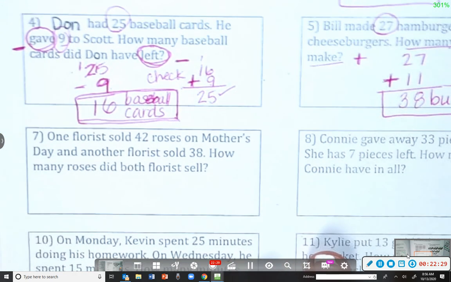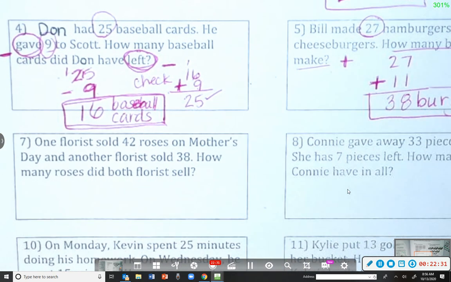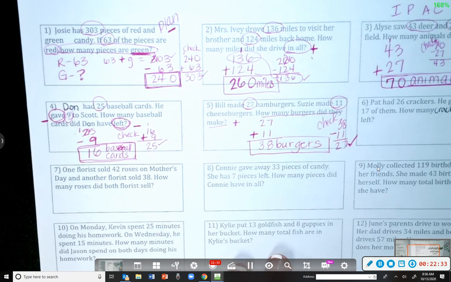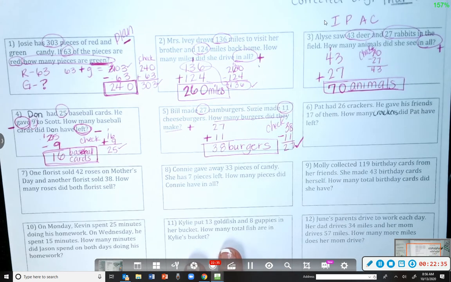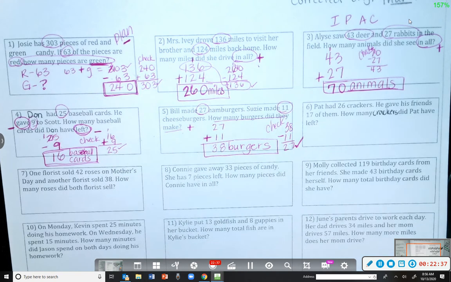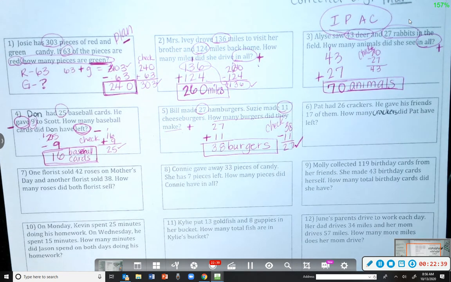Okay? So those of you at home, just keep working these out like we've modeled here in class using your IPAC strategies. You can have your notebook open to those IPAC strategies to remind you of the steps that you need to take. Take a picture of your work if you've done it on notebook paper and submit it in Seesaw when you're done.